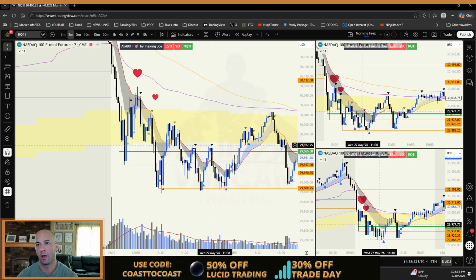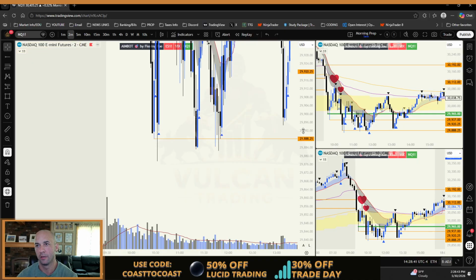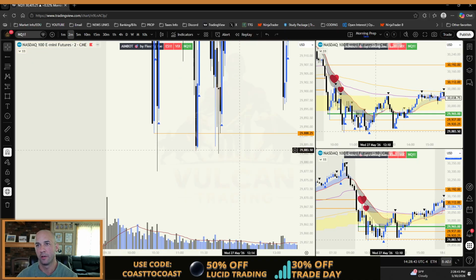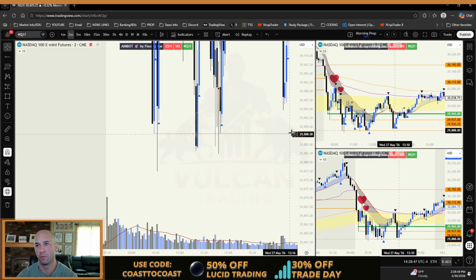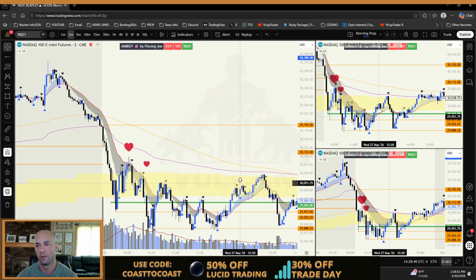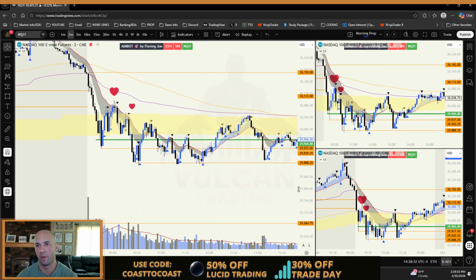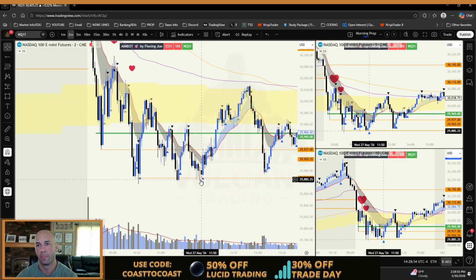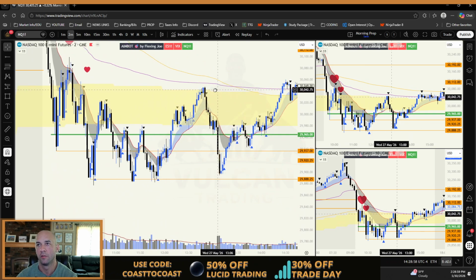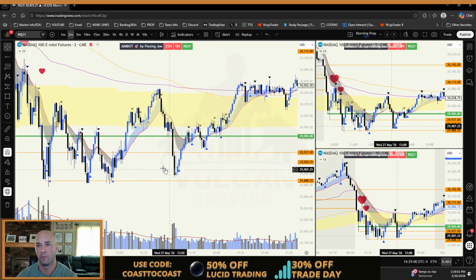They wick over the high, pretty nasty if you ask me. And then they come back down, and even though they wick, I think they wicked just a tick. Let's zoom way in here. Yeah, look at that, 3 ticks below that low on the wick. And then they snap back up into the range. So it clears one side, clears the other side, runs almost all the way to VWAP, comes back down.